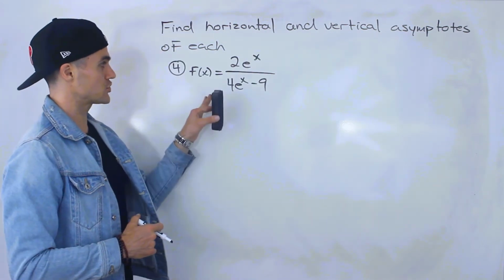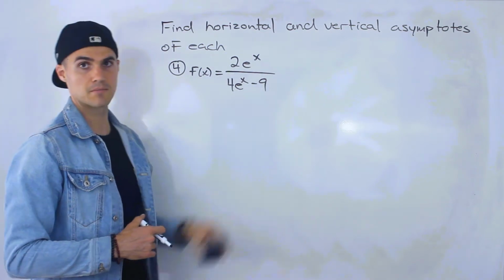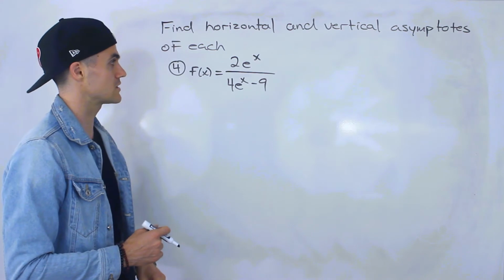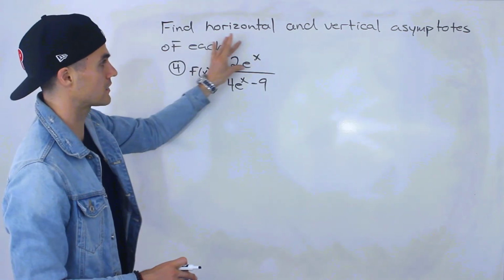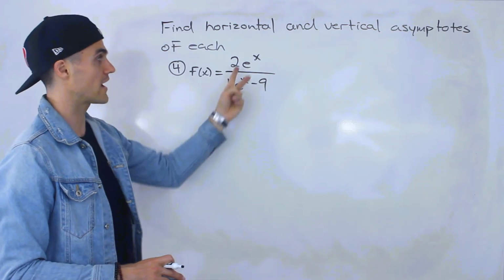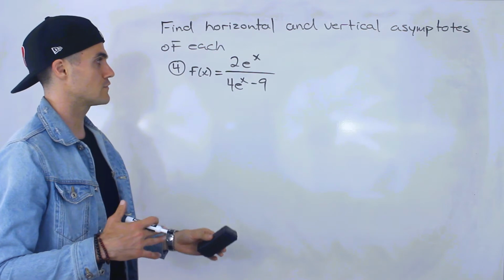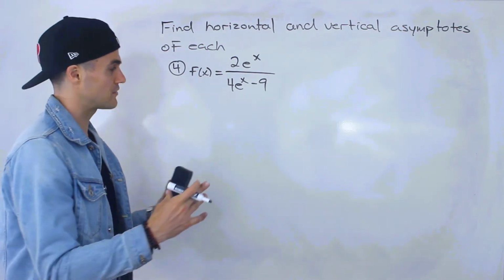And then finally, function number 4, we got f of x equals 2e to the x over 4e to the x minus 9. So this one's kind of unique because we're not having polynomial functions in the numerator and denominator. Notice we have exponential functions. But the same sort of methodology, that general methodology applies.